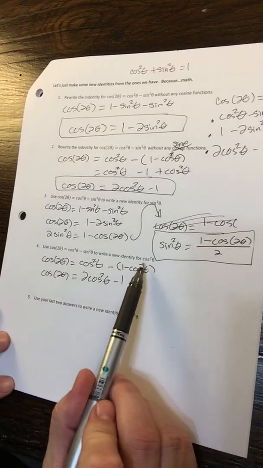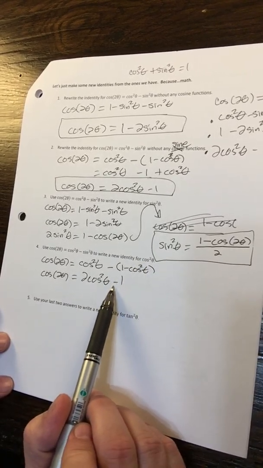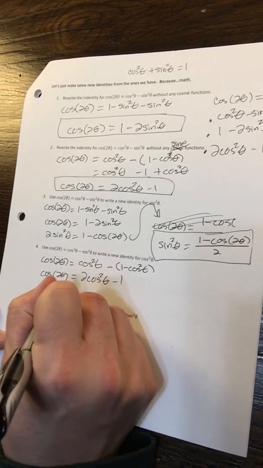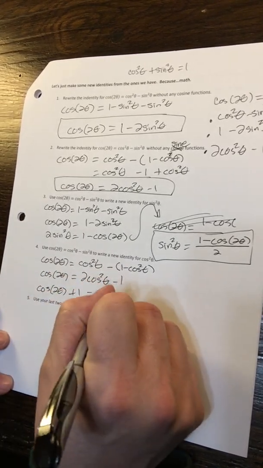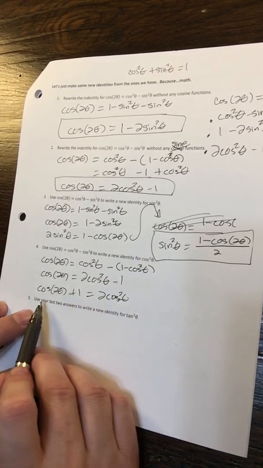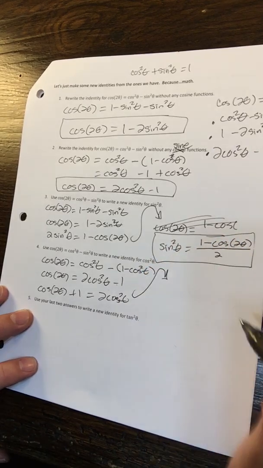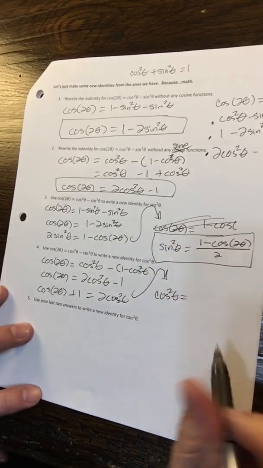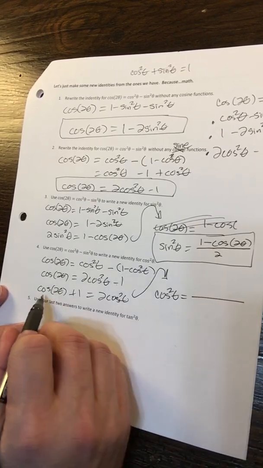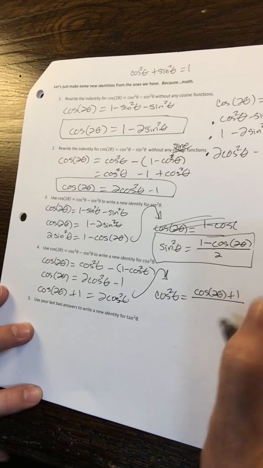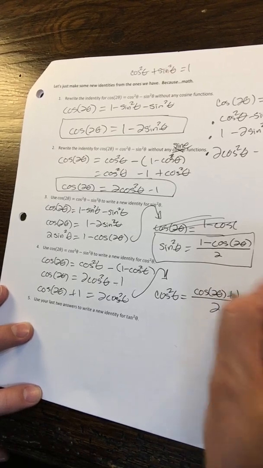And what I'm trying to do is get cosine squared by itself. So I'm going to add 1, and I get cosine of 2 theta plus 1 is equal to 2 cosine squared theta. And I'm getting cosine squared by itself, so I'm going to divide by 2. So I'm going to go over here, and I'm going to actually write the correct thing this time. The cosine squared theta is equal to a fraction where I have cosine of 2 theta on top plus 1, and then I'm going to divide by 2.